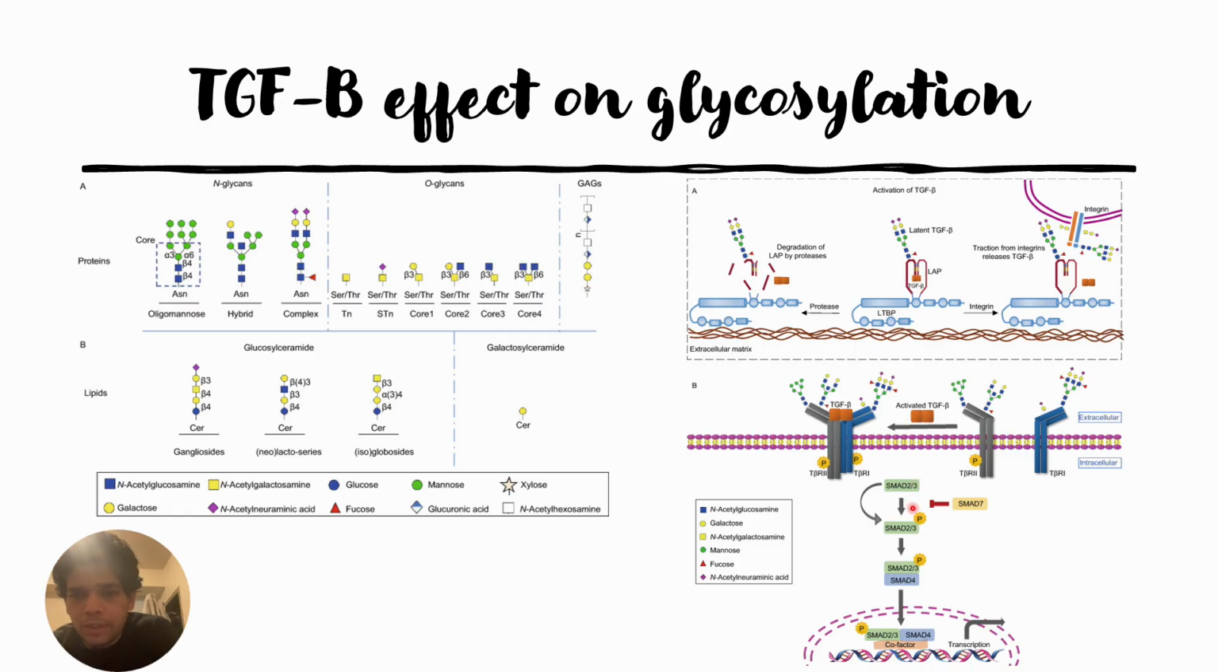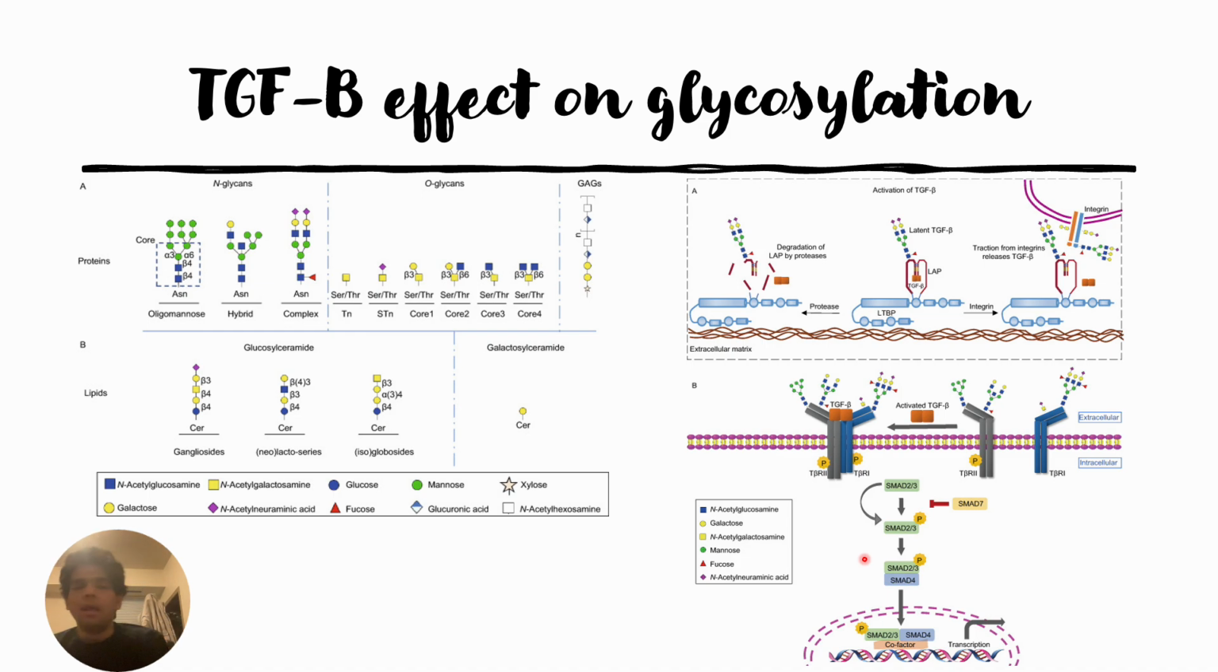SMAD 2-3 phosphorylation will occur, and then it can interact with SMAD 4, and this complex can translocate into the nucleus, where it can interact with a cofactor or transcription factor, thereby resulting in epigenetic changes, and those epigenetic changes will cause the epithelial-to-mesenchymal transition. This is how TGF-beta affects the glycosylation.